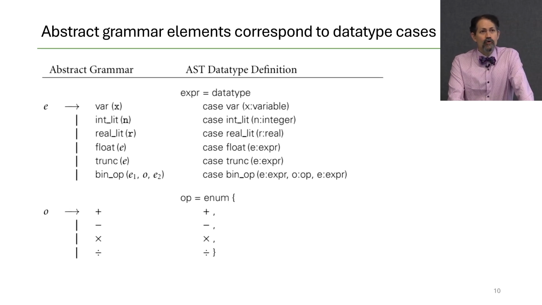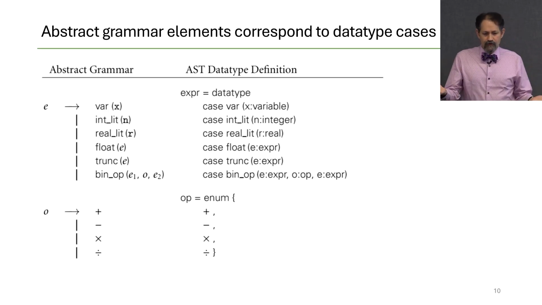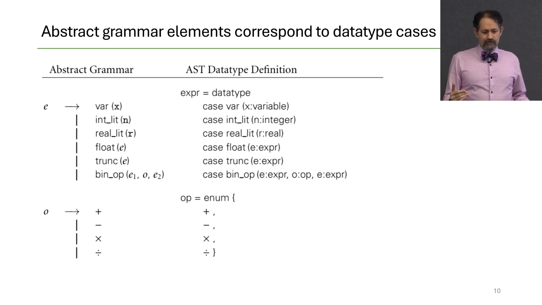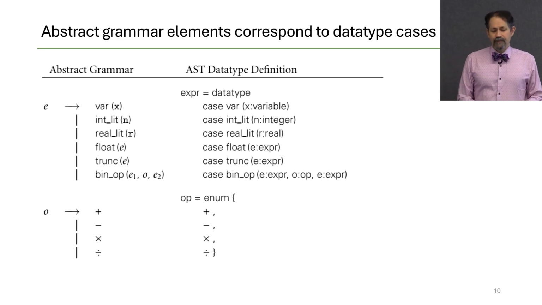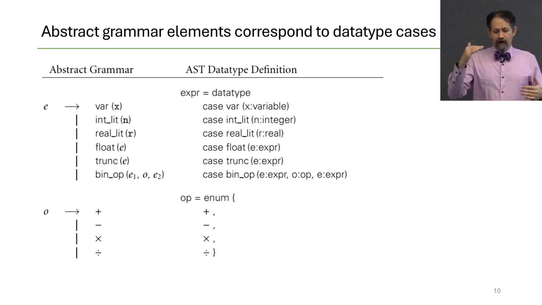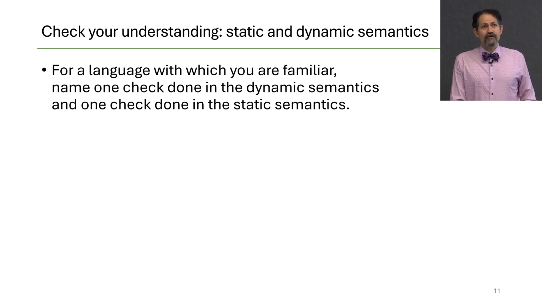These abstract grammars correspond to data type definitions that you can use in a programming language. Here I'm using some pseudocode that assumes a data type construct that has multiple different cases. In this case, an expression might have cases for variables, integer literals, real literals, and so on. In an object-oriented language, we might have an abstract class for expressions and then concrete subclasses to represent all the different cases of expressions. For operators, we might have an enumeration type to represent the different cases, since operators don't have substructure. Let's check our understanding.